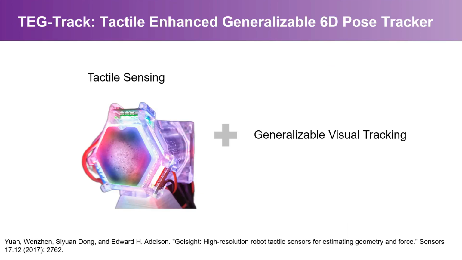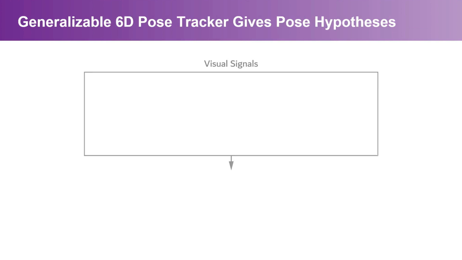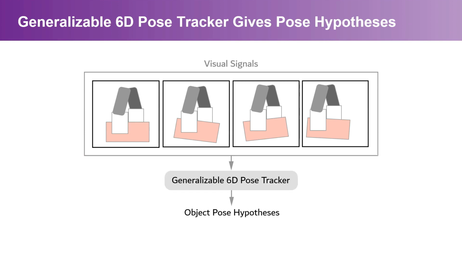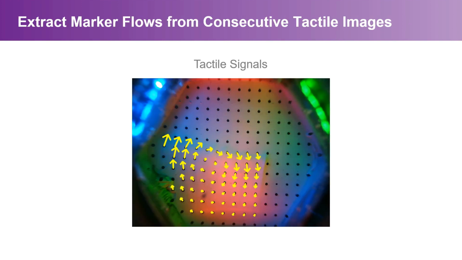We present Tactile, a tactile enhanced generalizable 6D pose tracking design, which utilizes tactile sensing to enhance generalizable visual tracking. Let's have a look at our method. Given visual signals, we leverage a generalizable 6D pose tracker to acquire object pose hypotheses. Marker flows can be detected from consecutive tactile images.